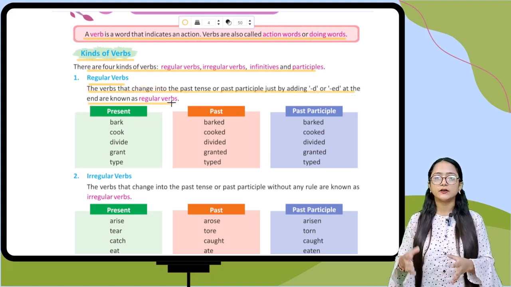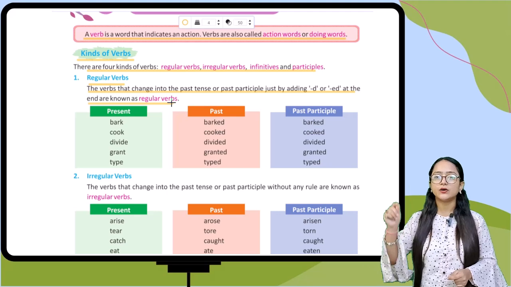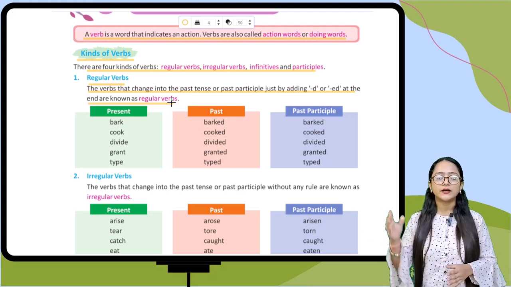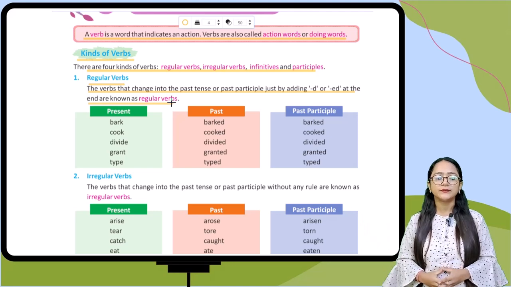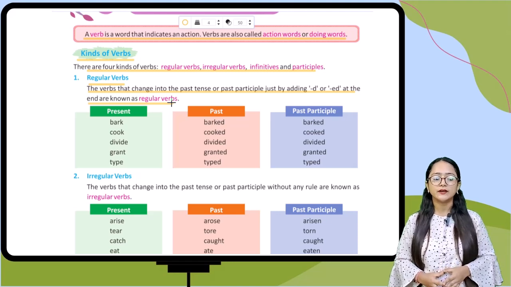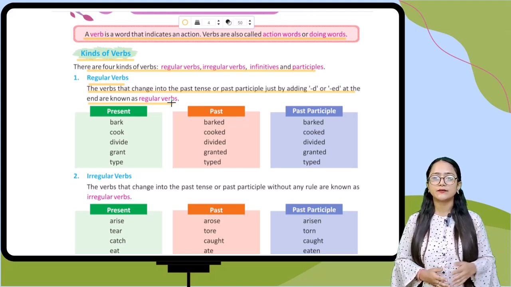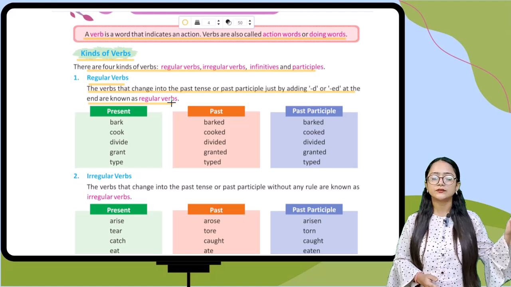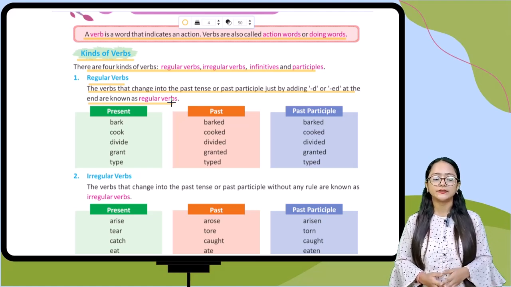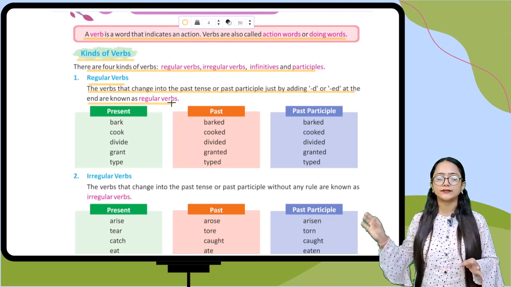So basically the verbs which change into the past tense or the past participle just by adding d or ed at the end of it are known as regular verbs. Here you can see the table also, the present one, the past one and the past participle one. First one is bark. Bark, past is barked. You just have to add ed. Past participle is barked only. Next one, cook, cooked, cooked. Divide, divided, divided. Grant, granted, granted. Type, typed, typed. So these all are the regular verbs.